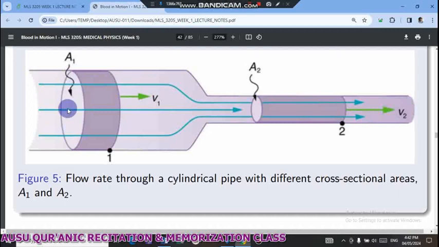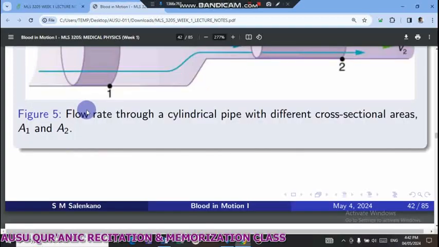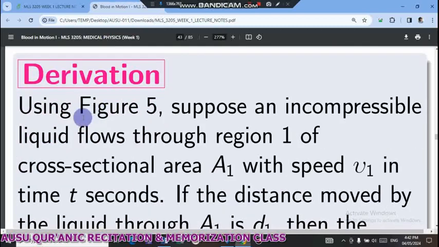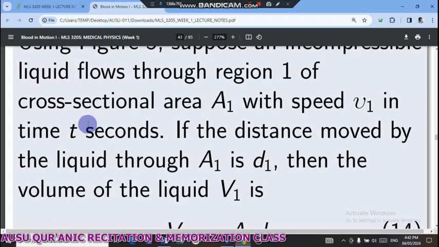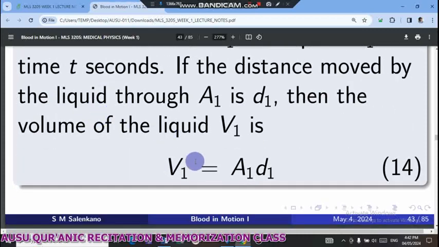So if I multiply the area by the height, it will give me the volume, and this is the volume of the liquid passing through it, the volume of the cylinder. Why? Because the liquid takes the shape of that cylinder. Liquid has no fixed shape, it only takes the shape of the container. So we use the volume of the container to calculate the volume of the liquid. That is why we say V1 is a1 d1.